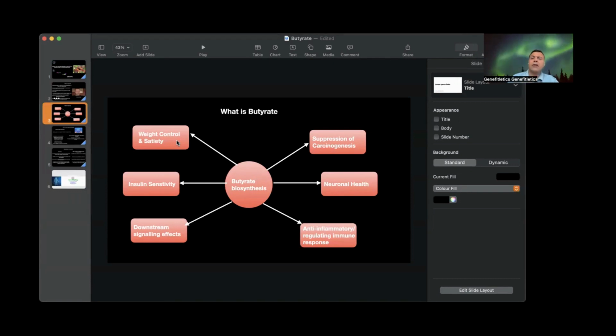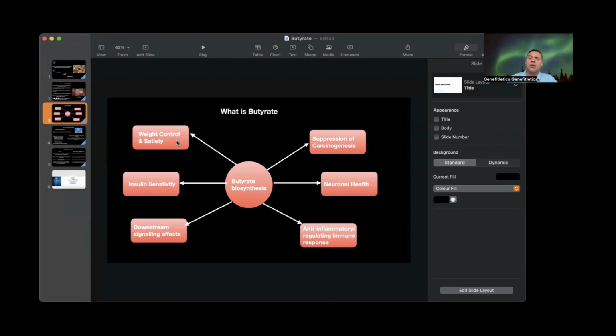It has a downstream signaling effect, which can impact various bodily functions, from brain to liver to a lot of these things. And it binds to the immune cell. So it also has a role in regulating insulin response. It has impact on neural health through the gut-brain communication. And last but not least, butyrate also has a role in reducing or probably eliminating cancer.